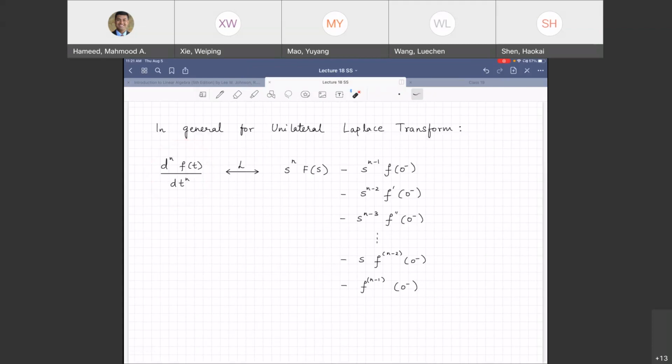In general, if you differentiate the signal n times in the time domain, in the Laplace domain you will get this term exactly the same as the bilateral Laplace transform. That is because of the input that has come after 0. But because of the initial conditions, you will also have all these terms. This involves differentiating the signal in the time domain and plugging in the initial condition. So they have to be given, right? Initial conditions have to be given for all these cases here.